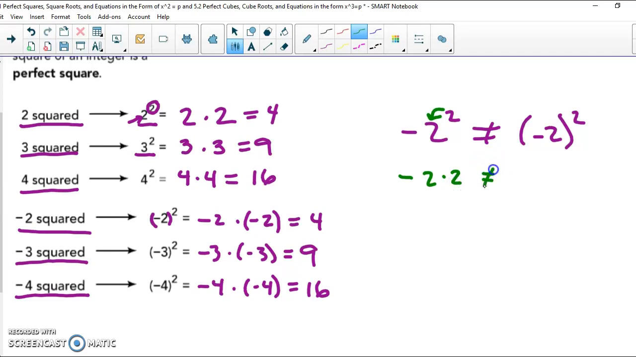However, on the other side of my equation, my exponent is touching the parentheses. So I have to square everything inside the parentheses. So over here, I'm saying negative 2 times negative 2. So we get different answers. So make sure that you keep that in mind, that the way you write it or notate it is important.